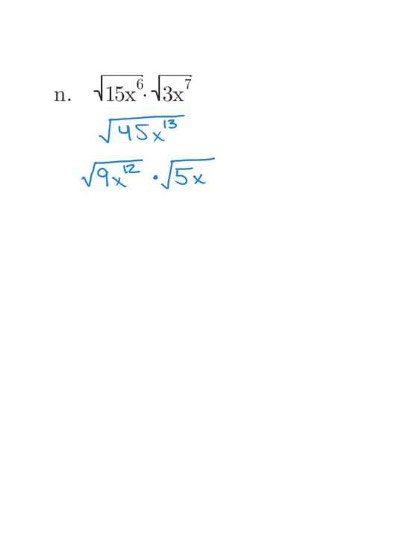All right, let's go ahead and take the square root of the first set. Square root of 9 is 3. Square root of x to the 12, if I divide by 2, I get x to the 6th. And I leave my 5x inside.